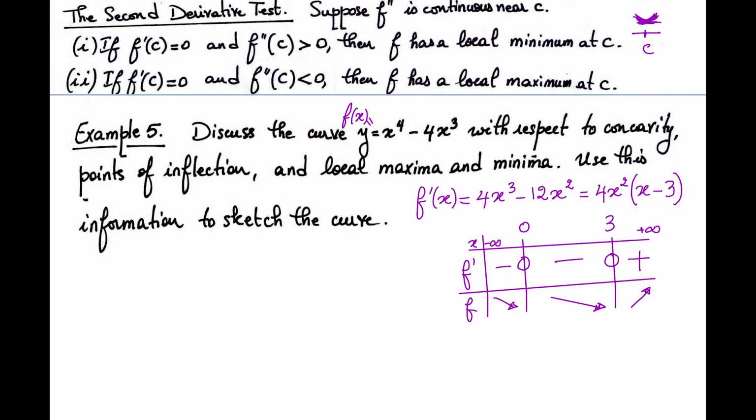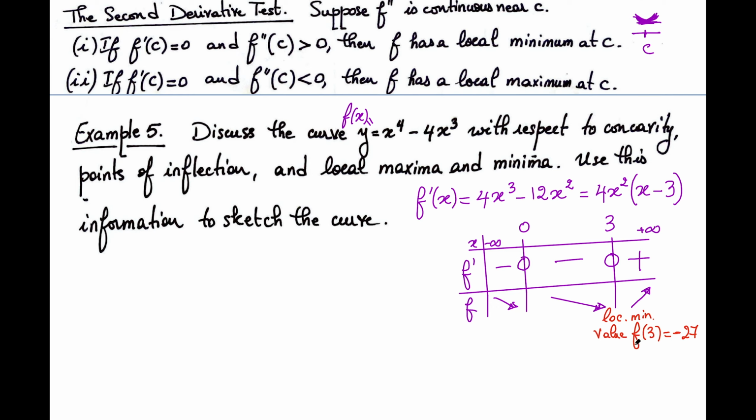So let me write that. So I'm gonna have local minimum value at 3. And that value is f of 3, right? And if you try to find f of 3, this is 3 to the power 4 minus 4 times 3 to the power 3, and that's going to be negative 27.